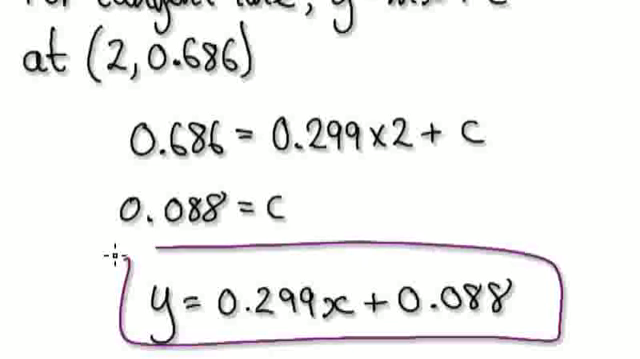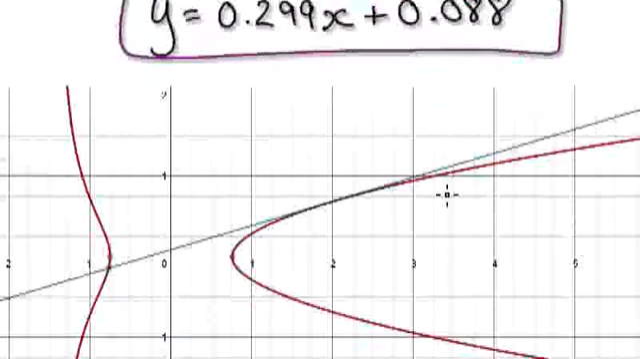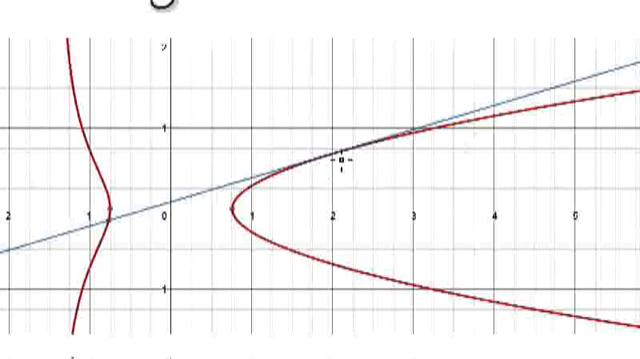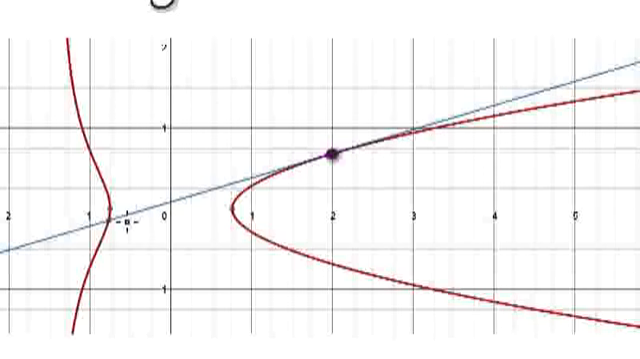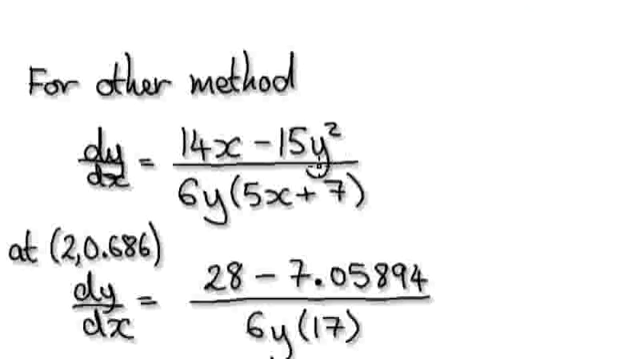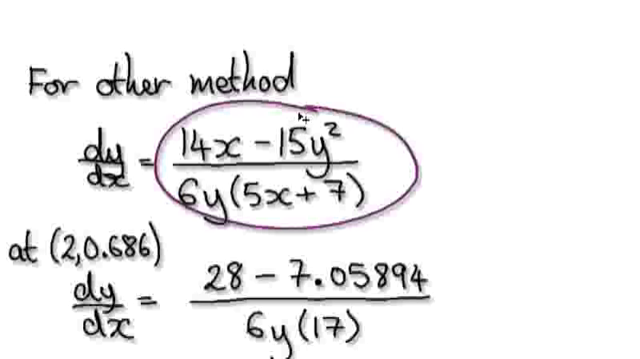y equals this. Now if you graph this on your plotter, it should look something like this. And looking at this, roughly we can see that it's an indication that it looks quite true, because it just touches the two here.